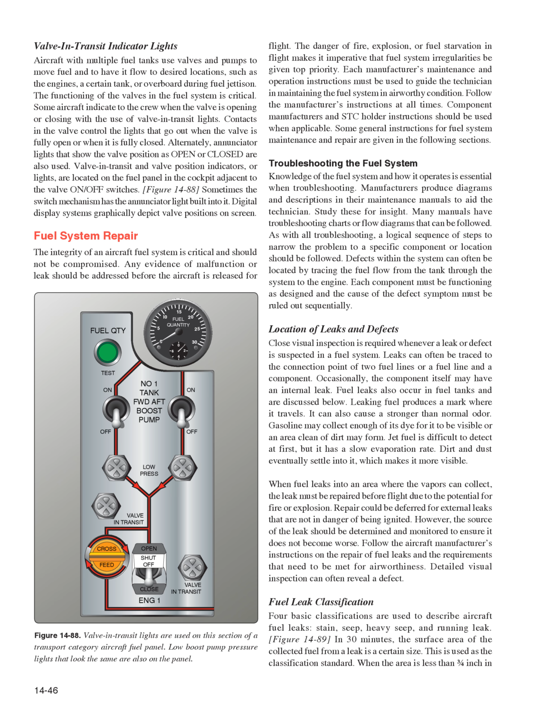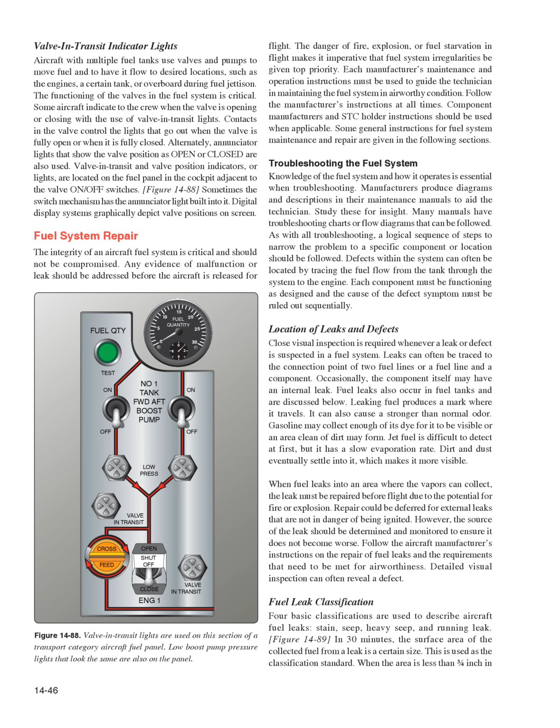Fuel leak classification. Four basic classifications are used to describe aircraft fuel leaks: stain, seep, heavy seep, and running leak. Figure 14-89. In 30 minutes, the surface area of collected fuel from a leak is a certain size. This is used as the classification standard.